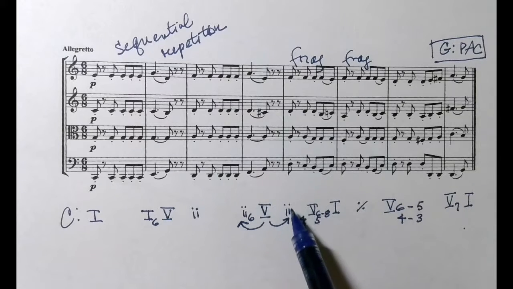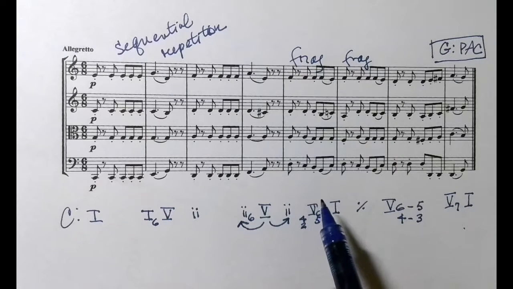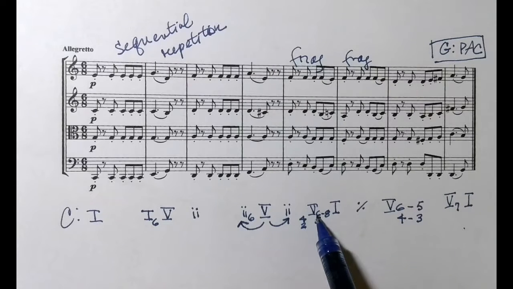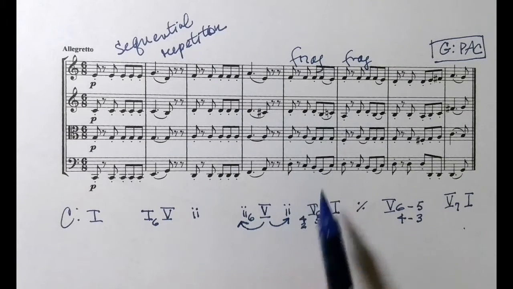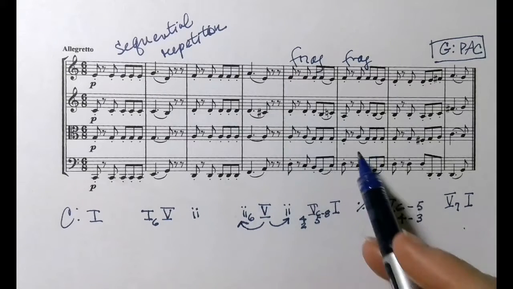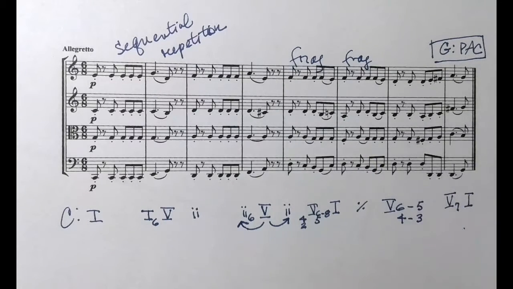And now, predominant, cadential 6/4, tonic. We have 3 harmonies all within the same measure, and that gets repeated. And then it's on to the perfect authentic cadence.